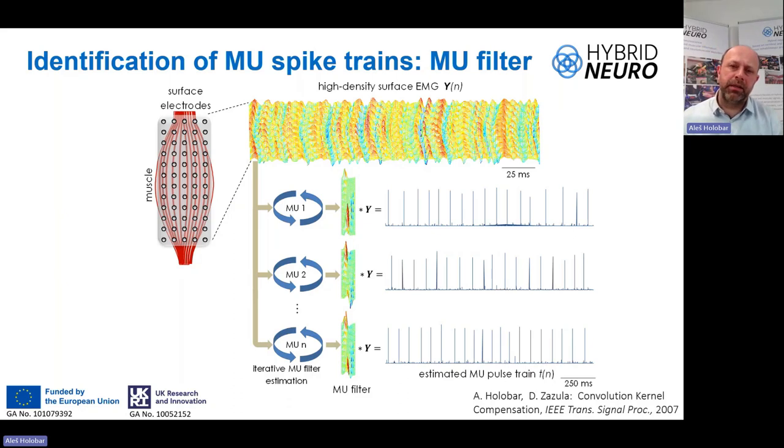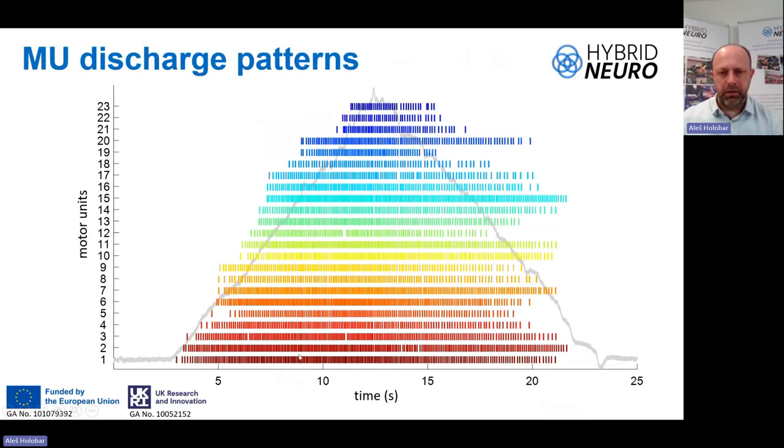Once this is extracted, you get the information in a form like this. Here we see an example of the experimental data, which is actually the data offered to you in this webinar. This is one ramp contraction of the tibialis anterior. The force increased from 0% maximum voluntary contraction, or MVC, to 30% of the MVC and then back to zero. You can see the recruitment pattern of the motor units. Each motor unit is depicted in a different color, and each vertical bar is a firing of a motor unit.